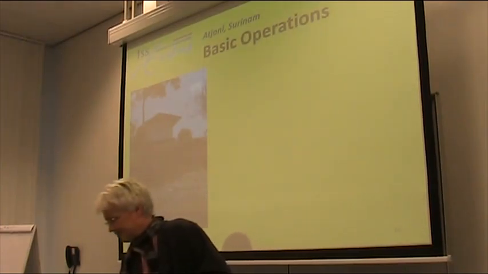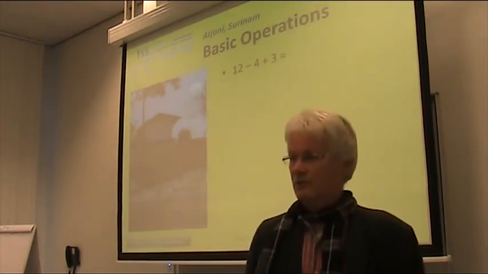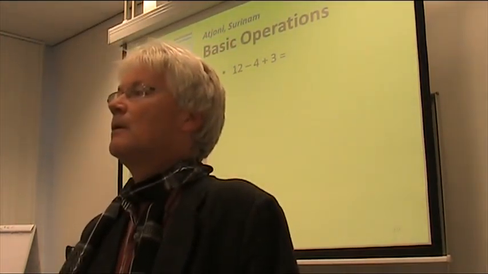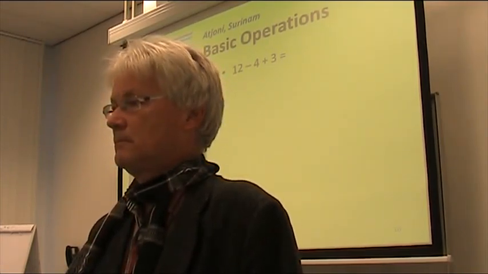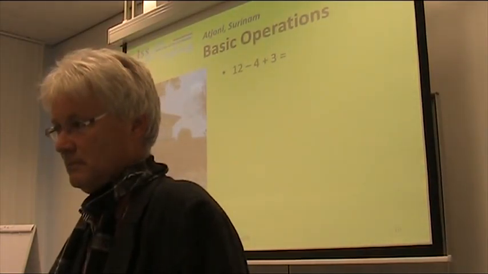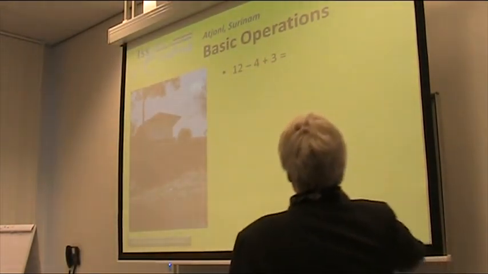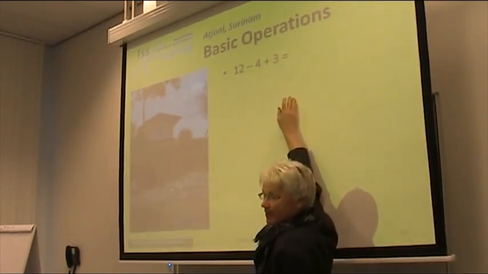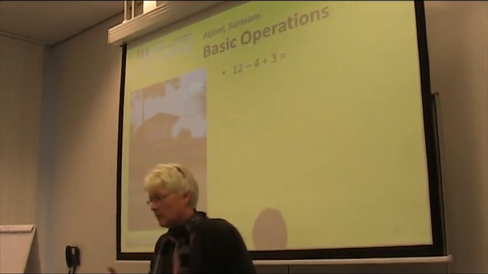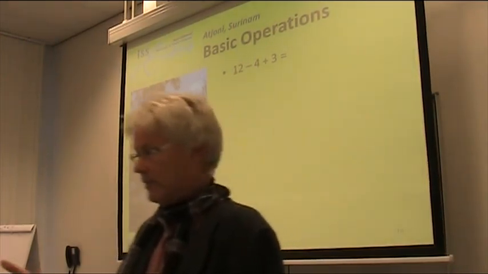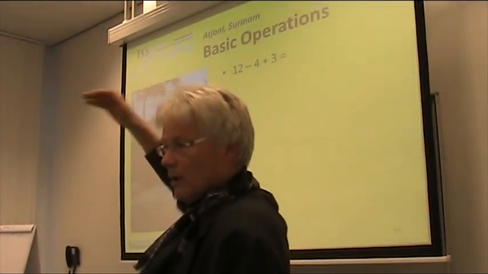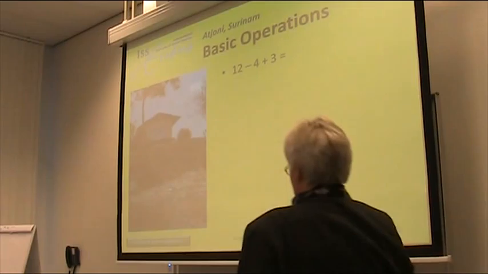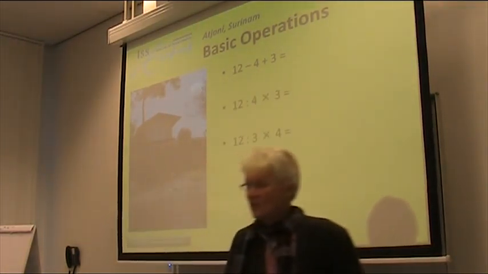So let's take a look at this one. See what happens here. What is the answer to this question? 5? Everybody agrees? 11. So the people in Suriname indeed will work like 4 plus 3 is 7, 12 minus 7 is 5. Okay? But that's not okay. Because adding up and subtracting is like an elevator. You are on the 12th floor, you go down 4, and then you go up 3. So you're at 11. This one.